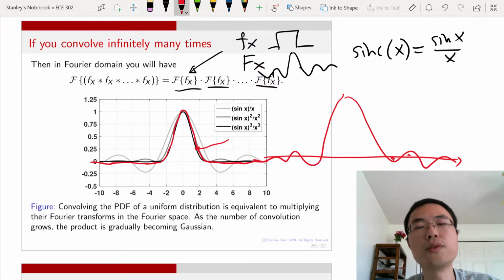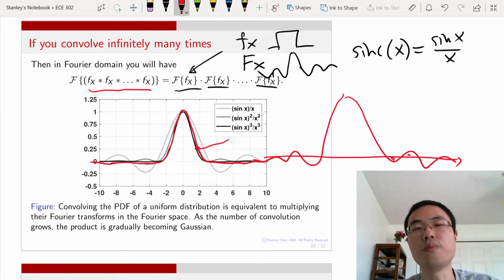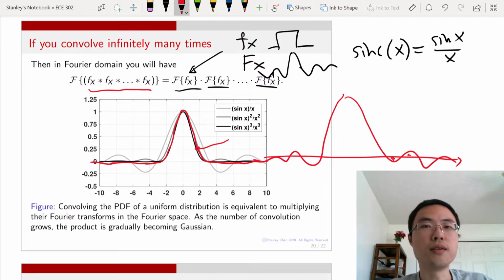If you take the inverse Fourier transform of the Gaussian function, you can prove that it remains a Gaussian function. In other words, if you convolve the PDF infinitely many times, you will indeed get a function that has the Gaussian form. That's why you are getting Gaussian random variables by summing different random variables. And this principle actually applies to any PDF. It's not just a rectangle. It's not just a uniform distribution. It applies to any random variable.